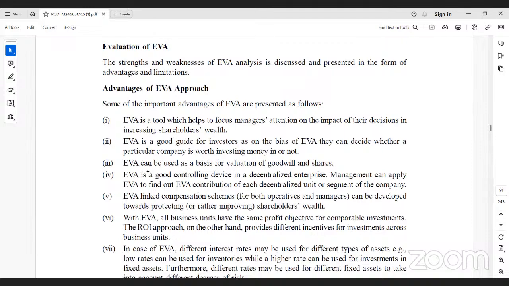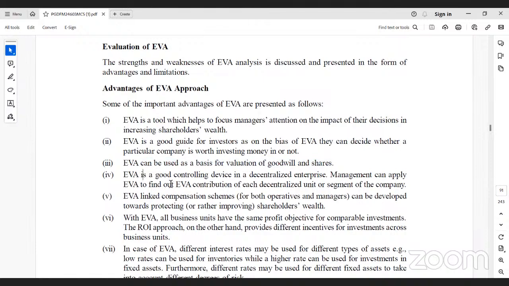So EVA can also be used as a basis for valuation of goodwill and shares. It gives a direction on how to calculate the goodwill of the firm and the share value, the intrinsic value. If you compare that intrinsic value to the present market value, the share is overvalued, undervalued, or fairly valued. Then the investor can hold, or buy, or exit the company stock, right?